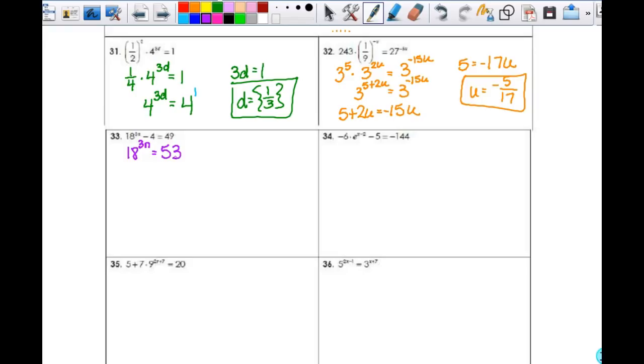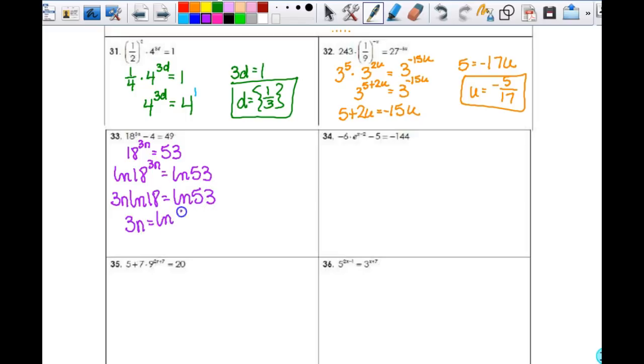Okay, so here I can't get a common base, so this is the time that I take the log of both sides. I'm going to take the natural log of both sides, so I get the natural log of 18 to the 3n power equals the natural log of 53. So that means that 3n times the natural log of 18 equals the natural log of 53.